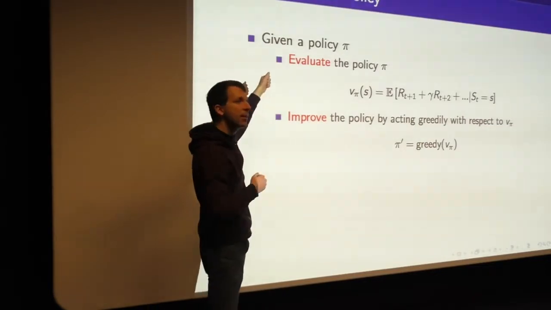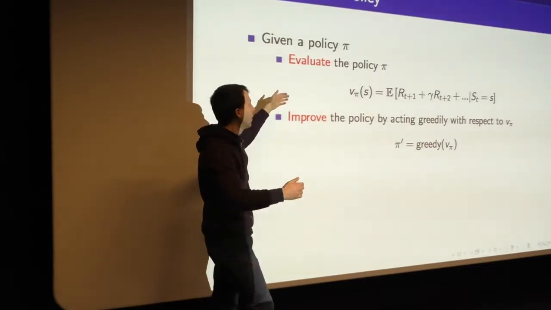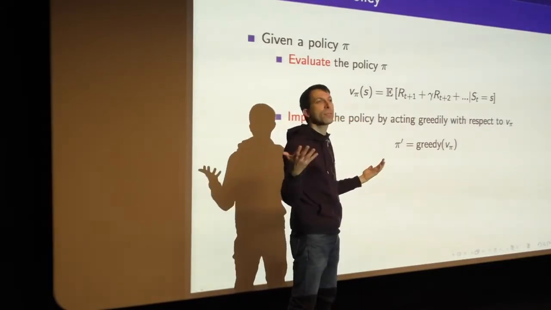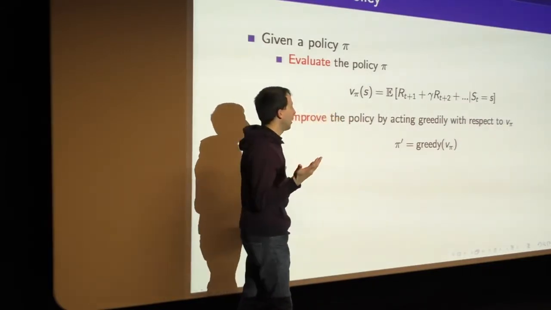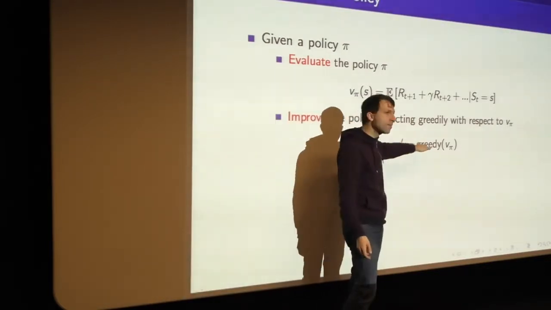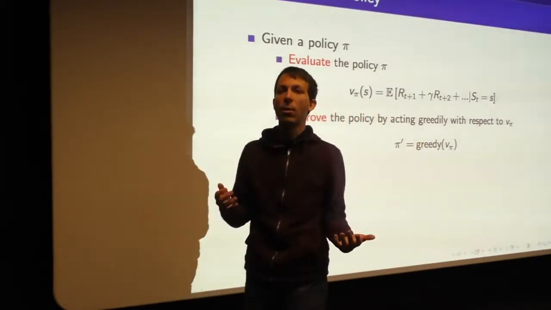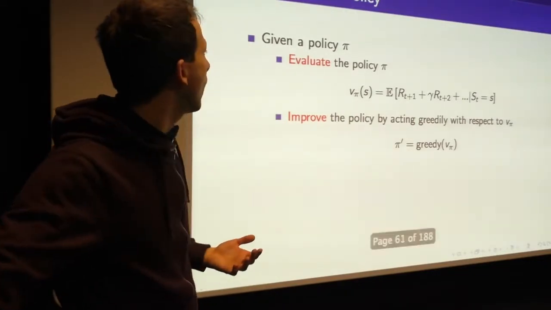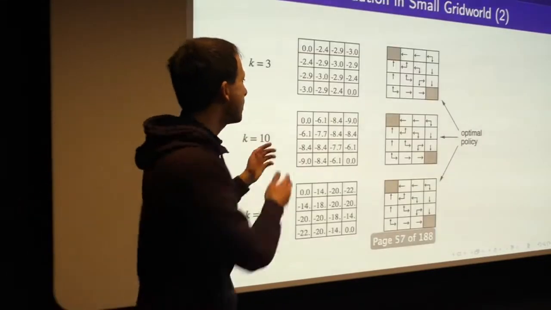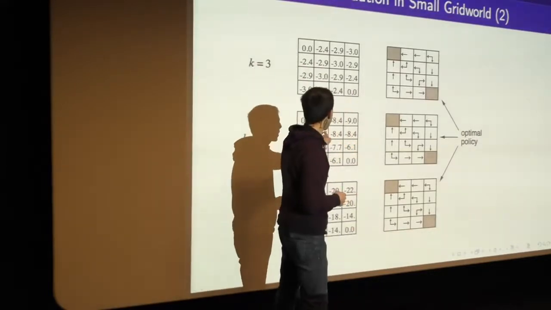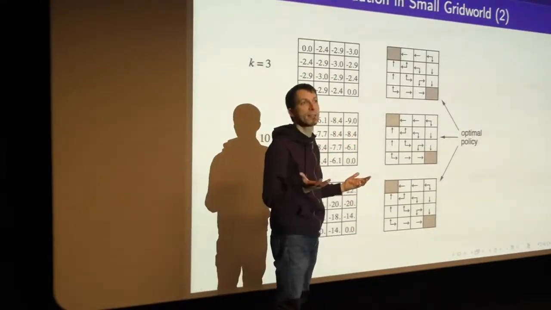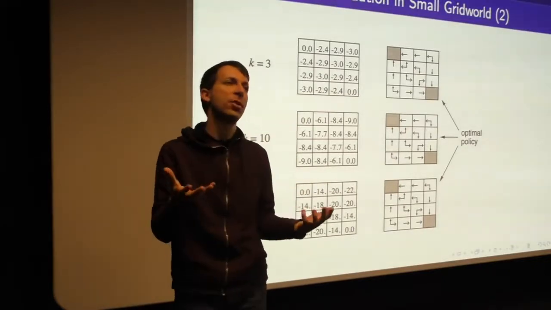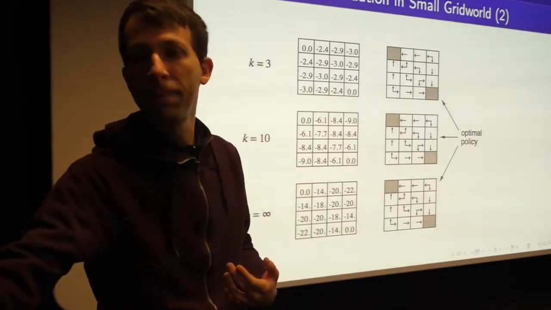You start with a policy, you evaluate that policy, and then you act greedily with respect to the numbers that you filled in. We'll define precisely what we mean by greedy, but essentially we mean precisely what we saw in the last example, where you just look ahead in each direction and pick the one which is best. You consider each action, look at the value of where it takes you, and pick the one which is best. That's what it means to act greedily.